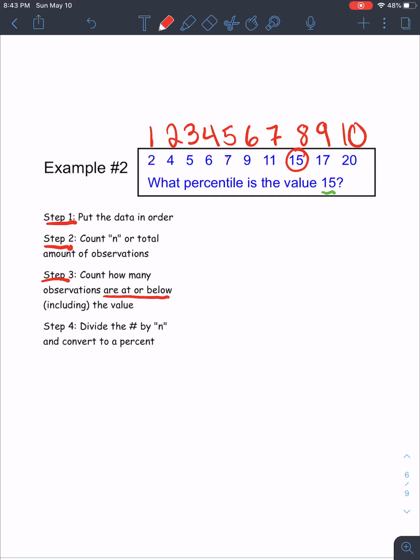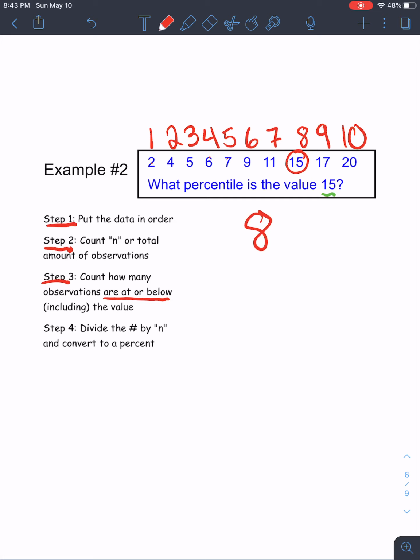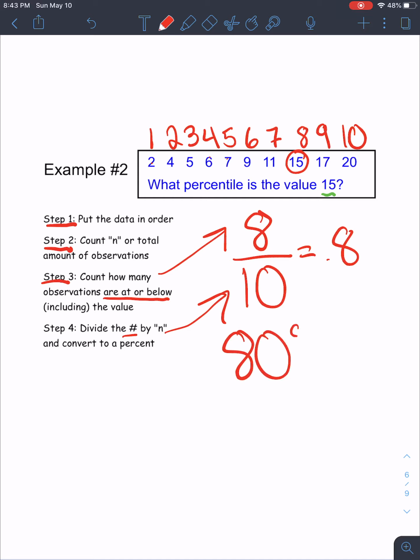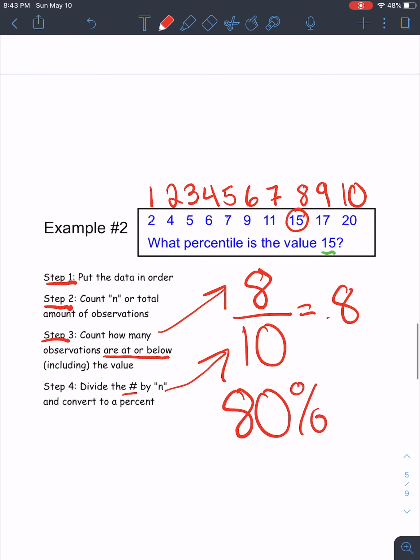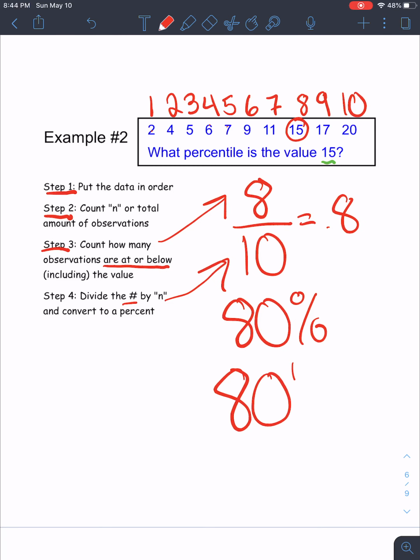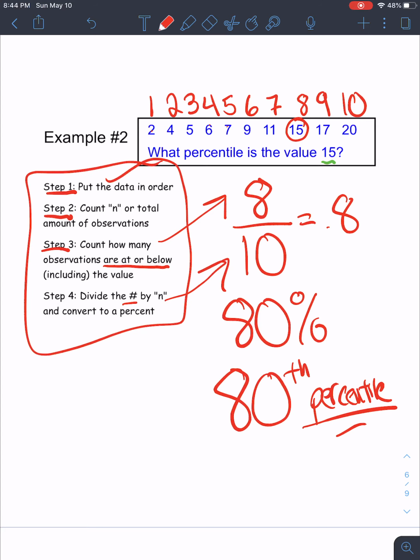So now to find our percentile, we're going to take that 8 and divide it by our n. So we take our number from step 3, divide it by n, and that gets us a decimal. Now we have to convert that to a percent. Well, 0.8 would be 80%. But when we talk about percentiles, we're not saying it's a percent. So this is the 80th percentile. Again, these 4 steps would be a great thing to write down just to make sure we're doing it correctly.